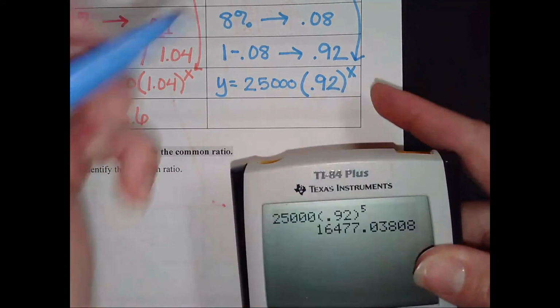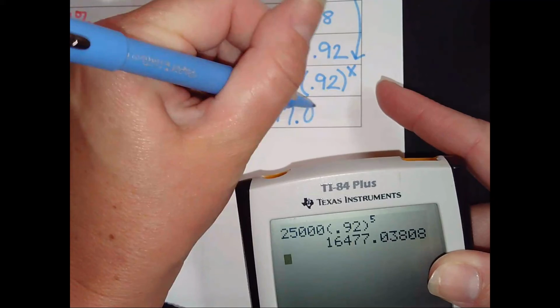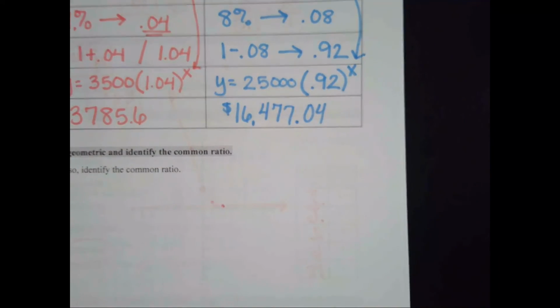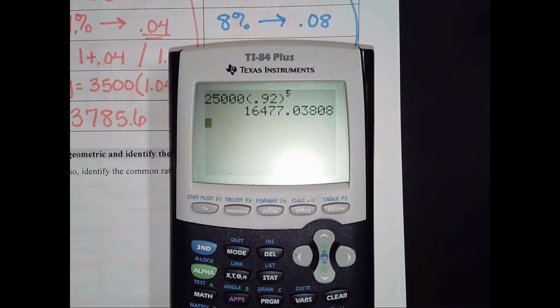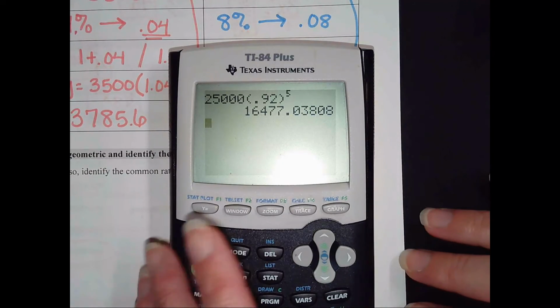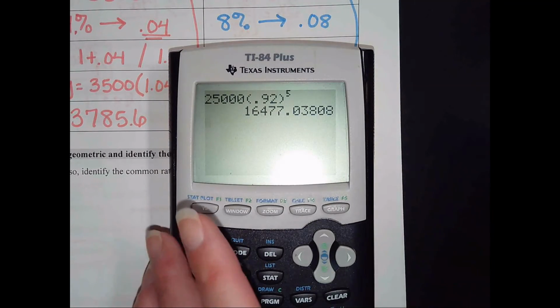All right, so our boat is worth $16,477.04. Like in real life, I think they actually decrease even more than that, faster than that. I'd be pretty impressed if it was still worth that much after 5 years. Sadly, car values just decrease so fast right now. Cars and boats. Okay, any questions there?